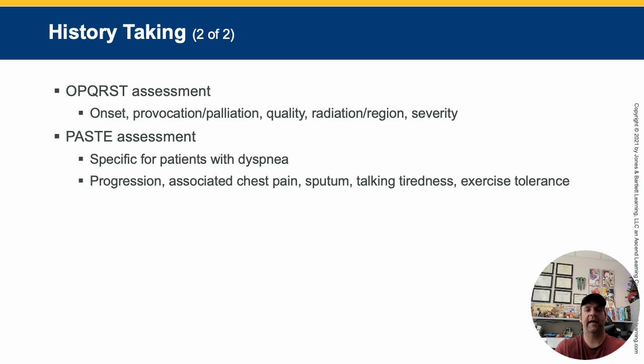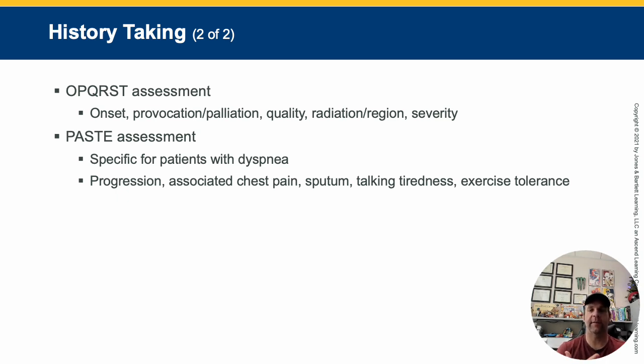Now, once you have gathered general history, you'll want to focus specifically on the respiratory symptoms. You can use the OPQRST mnemonic or the PACE mnemonic. OPQRST is typically used for pain assessment, but we can adapt it to shortness of breath. For onset: when did the breathing problem start? Was it sudden? Was it gradual? Provocation, palliation: what makes it better? What makes it worse? Does movement, lying down, or the use of an inhaler help?